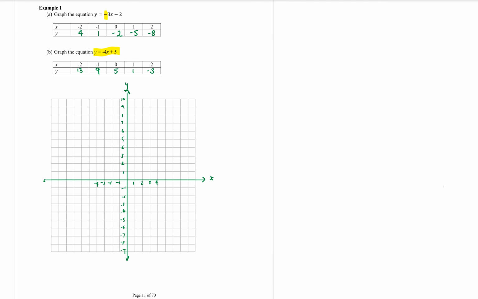So for our first equation, y equals minus 3x minus 2, my first coordinate is minus 2, 4. So minus 2 on the x-axis up to a positive 4 and put across. The next one, minus 1, 1. x is minus 1 up to 1. Then 0 is down at minus 2. 1 is down at minus 5. And 2 is down at minus 8.